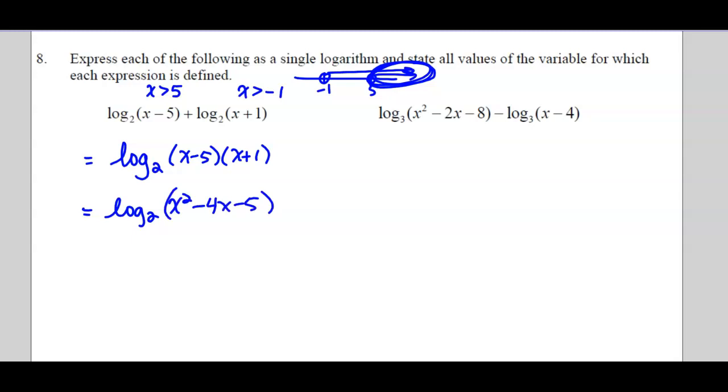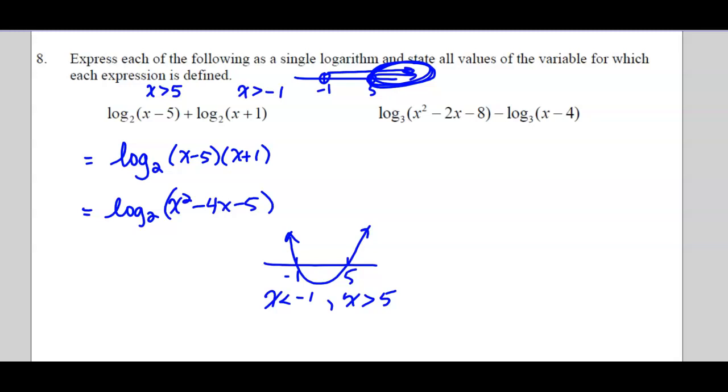Okay. Now, if the question I gave you was just this, then what would it be defined for? So think about the parabola in that case, 5, negative 1. So that would be a parabola opening up. We want the x values that give positive y values in this case. This is y equals this. So that would be x less than negative 1, x greater than 5.